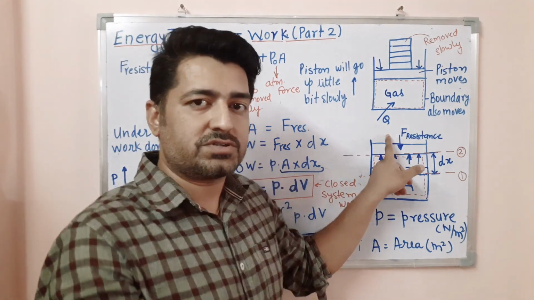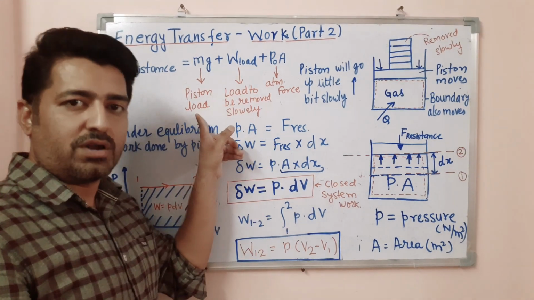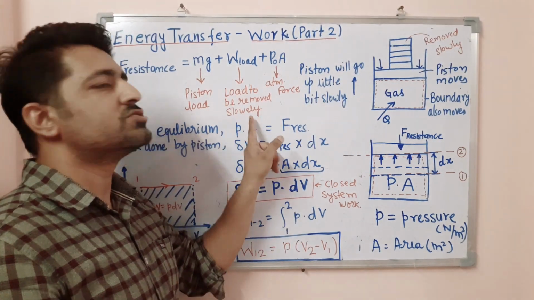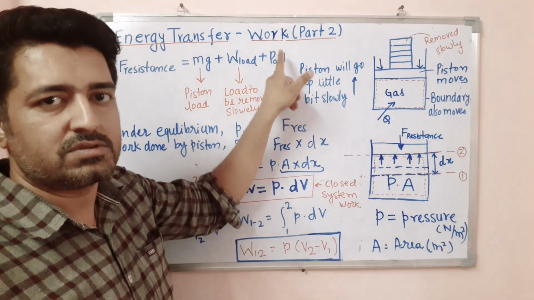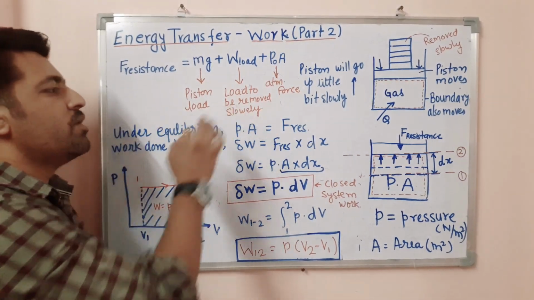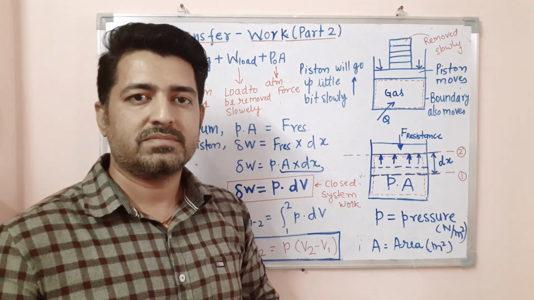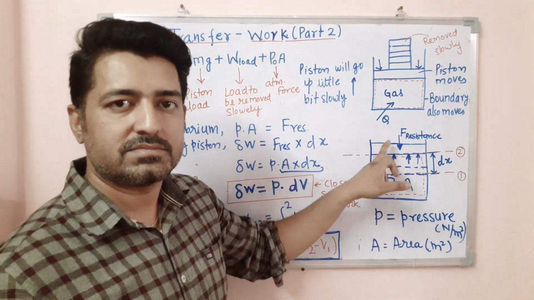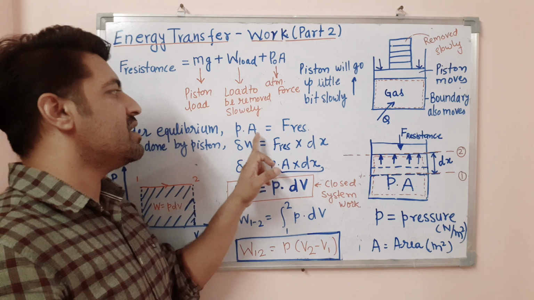Now what is this resistance force? This resistance force is mg, that is the piston load, the small load to be removed slowly, then we have Po into A, which is the atmospheric force or force exerted by the atmosphere. So under equilibrium condition, the force applied by the gas and the resistance force will be the same. If there is no equilibrium condition, then these two forces will not be the same. So since we are dealing with equilibrium condition, P into A equals the resistance force.